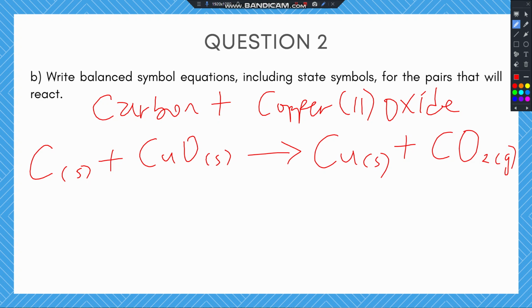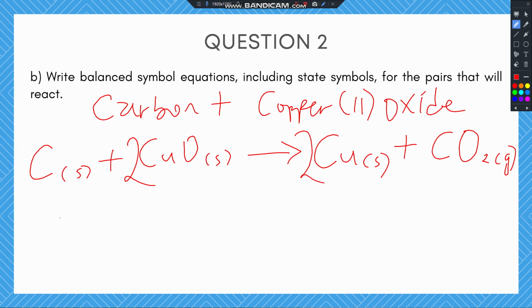We have carbon on the left hand side and we have carbon on the right hand side. One atom of carbon on both sides. So carbon is balanced. How about for copper? We have one atom of copper on the left, one atom of copper on the right. So copper is also balanced. But for oxygen, we have one on the left and two on the right. So to balance oxygen, we'll put a coefficient of 2 over here. So therefore, oxygen is now balanced. If oxygen is now balanced, we have also changed the number of atoms of copper here to be 2 on the left hand side. So we'll have to include another 2 here to make the full equation balanced.